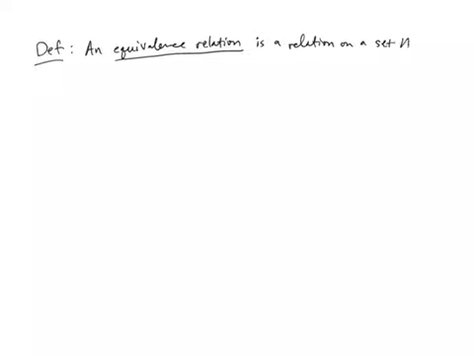So definition: an equivalence relation is a relation on a set A which is reflexive, symmetric, and transitive.